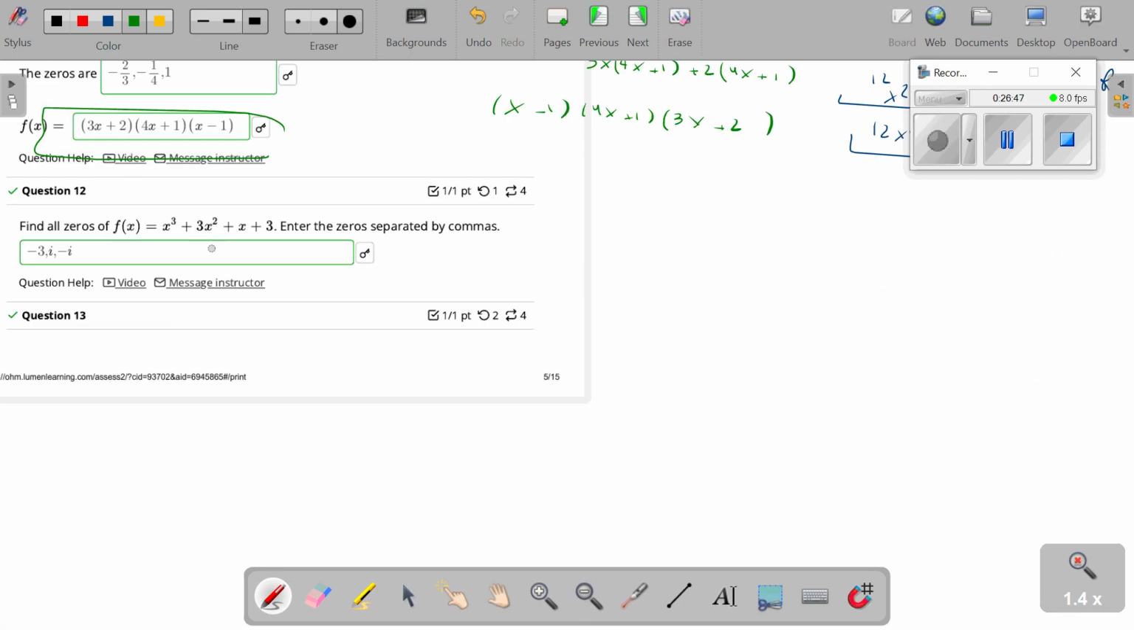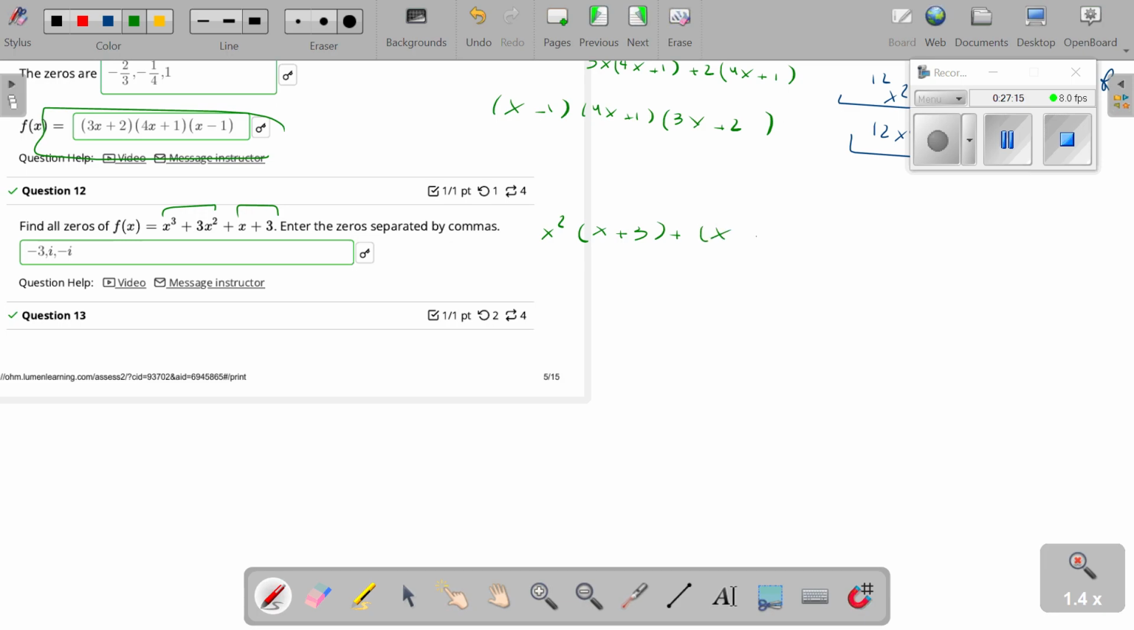Question number 12, we want to find the zero of the function. Let's see if we can factor this polynomial or not. This is easy to factor because if I put them in groups, I see that in the first group, they have x squared in common. So I'm going to factor x squared out from the first two terms, and I will have this divided by x squared is x, this one divided by x squared is 3. And the second one, it's just x plus 3.